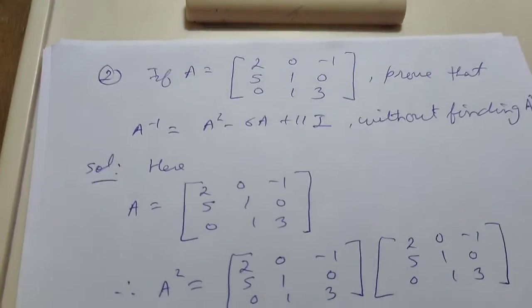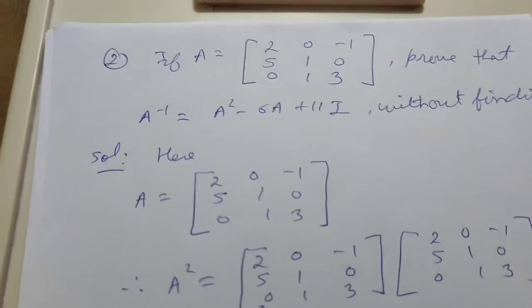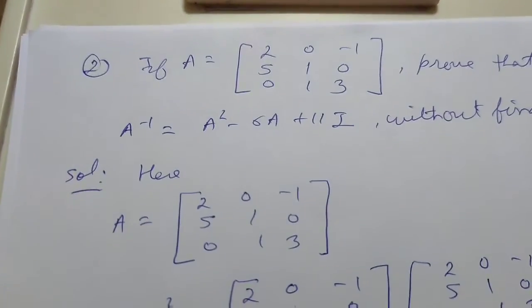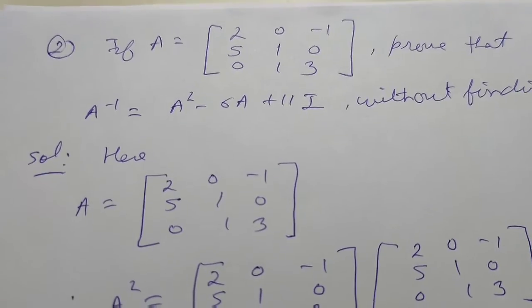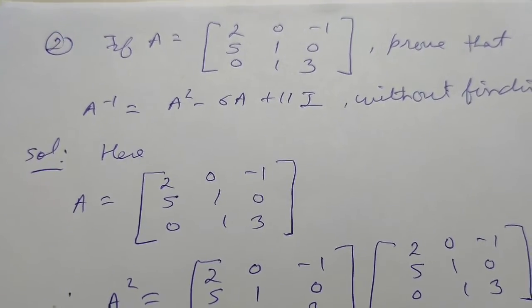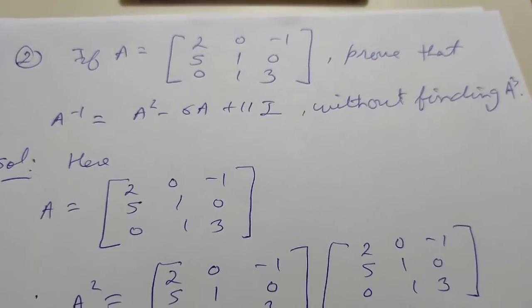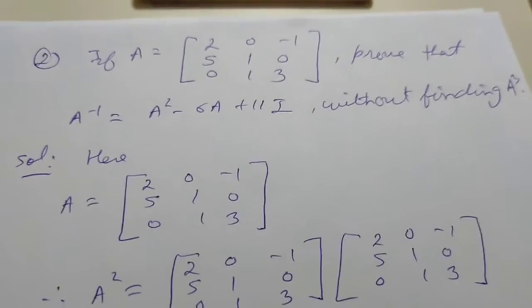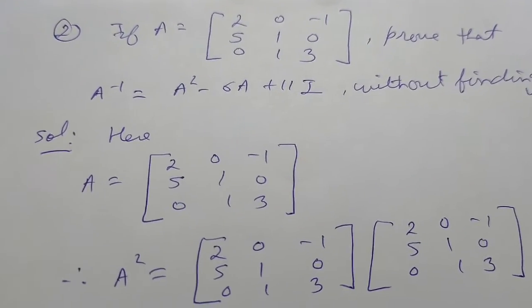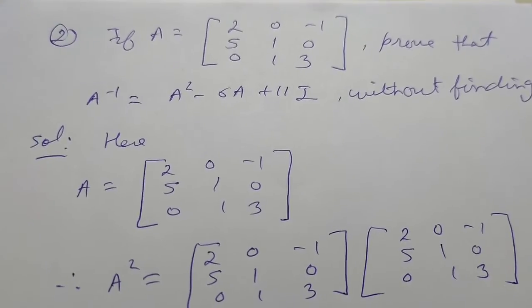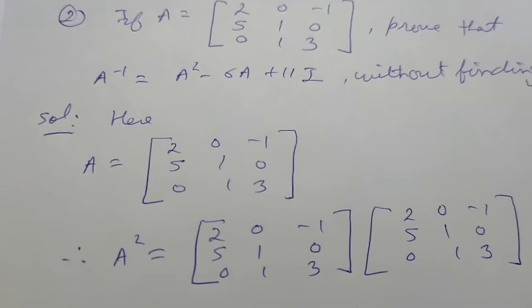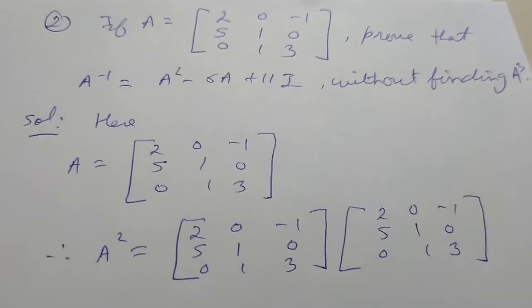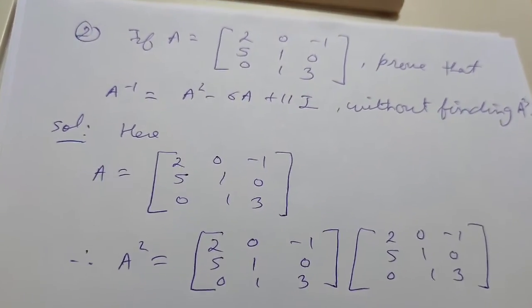Students, now we'll do question number 2. If A is equal to the matrix 2 0 minus 1, 5 1 0, 0 1 3, prove that A inverse is equal to A square minus 6A plus 11I without finding A cube. That means we have not to find A cube. In this one, we will not find the adjoint of the matrix A, and without finding adjoint and cofactors, we will prove that A inverse is equal to A square minus 6A plus 11I.